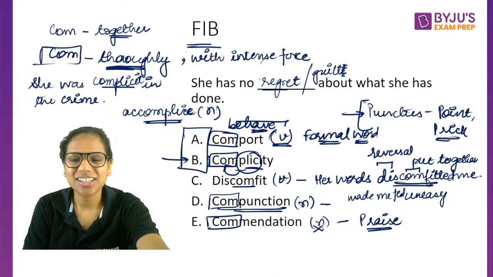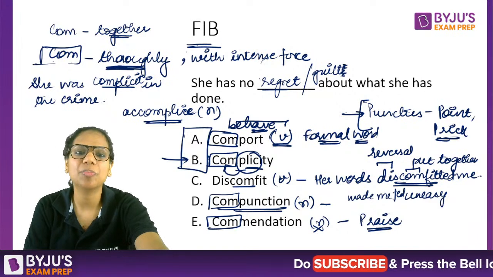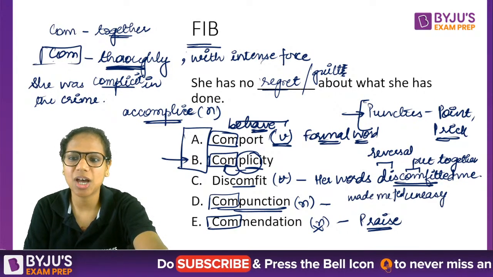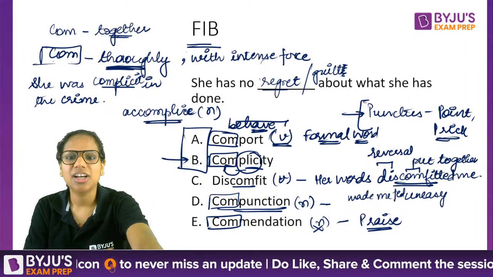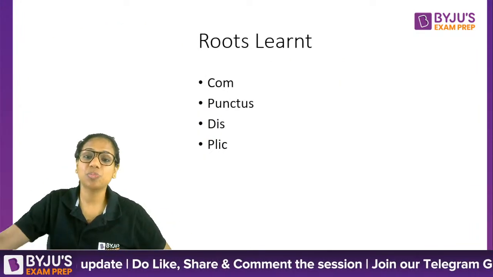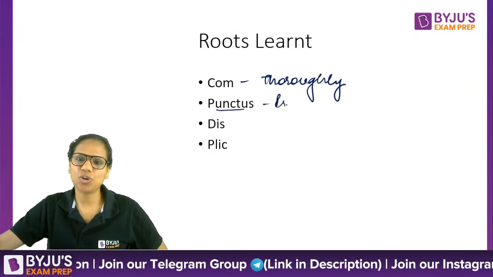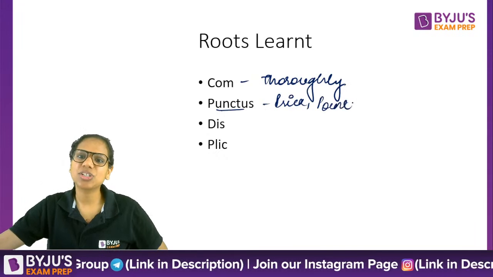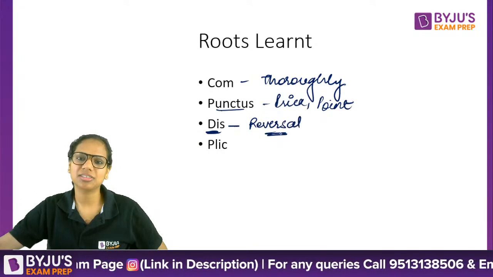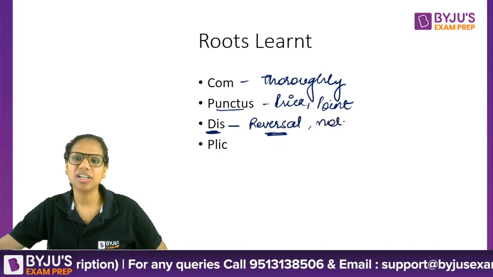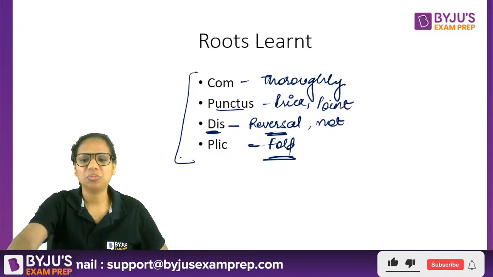ठीक है? Correct. Is it clear to everybody? Accomplice, that's the word. Accomplice is a noun. Correct, Tanvi, Sonali. So this was the root. This was the prefix com here, and here it was used in the sense of thoroughly. Punctus, you understand, means break or point. This prefix is used for reversal. So, for instance, to disregard something, to not regard it. So, reversal, not. Plic means fold. These are the meanings of these roots.